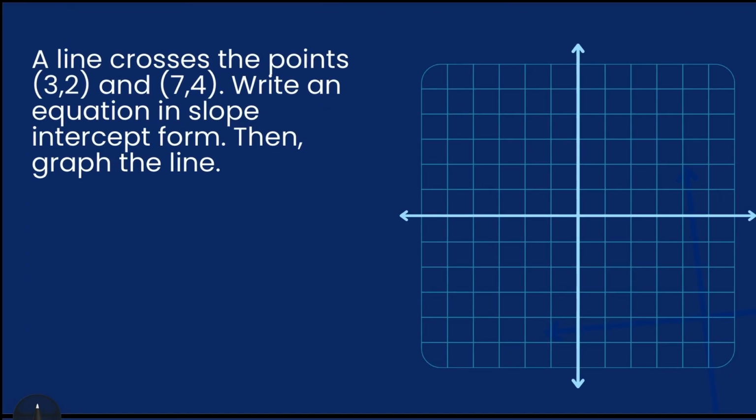A line crosses through the points 3, 2 and 7, 4. Write an equation in slope-intercept form, then graph the line. So remember, the first thing that we need to do is to find m, which is by doing y2 minus y1 over x2 minus x1. This is x1, this is y1, this is x2, and this is y2.